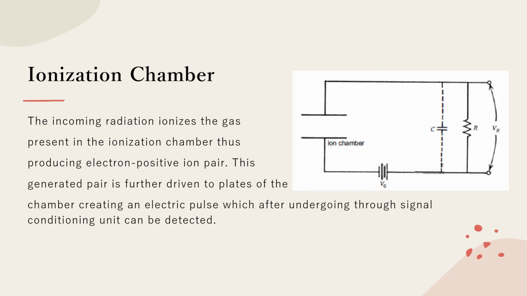So what are ionization chambers? As the diagram shows, there is a chamber which is connected in the circuit. The chamber consists of a gas, so the incoming radiation interacts with the gas. So what that means is the charged particle radiation ionizes the gas to produce an electron and positive ion pair. And due to the circuit present, there is an electric field that drives these electrons and positive ions to the plates of the chamber. Now, this generated pair is further driven to the plates of the chamber, creating an electric pulse which, after going through signal conditioning unit, can be detected.